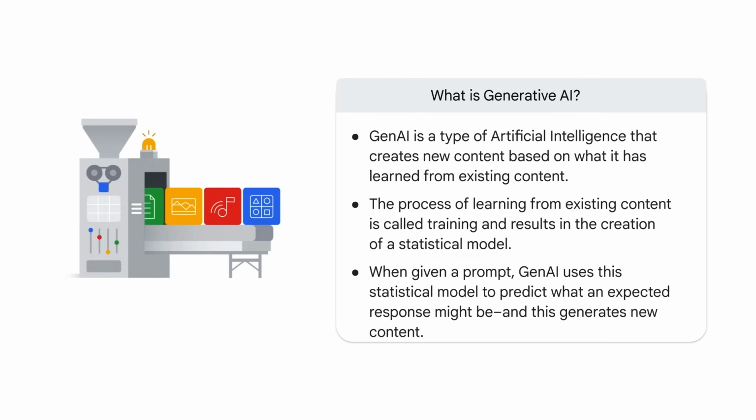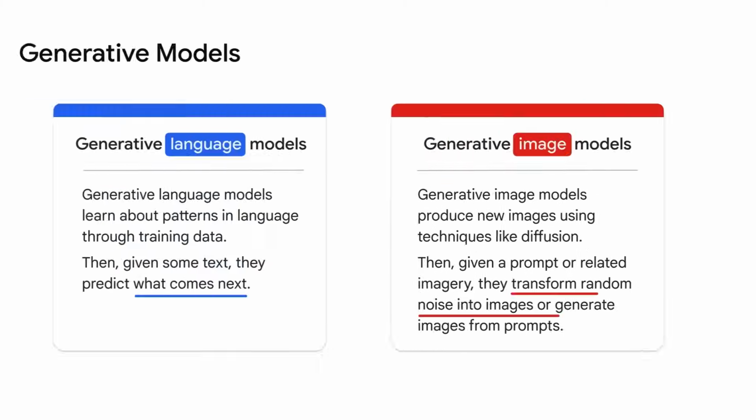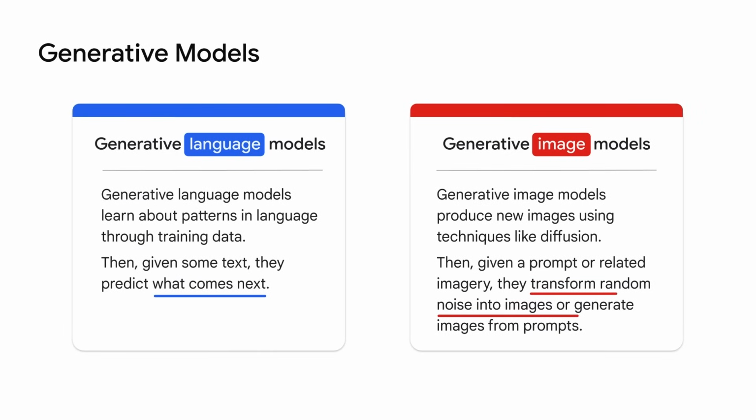The process of learning from existing content is called training and results in the creation of a statistical model. When given a prompt, Gen AI uses the model to predict what an expected response might be, and this generates new content. Essentially, it learns the underlying structure of the data and can then generate new samples that are similar to the data it was trained on.